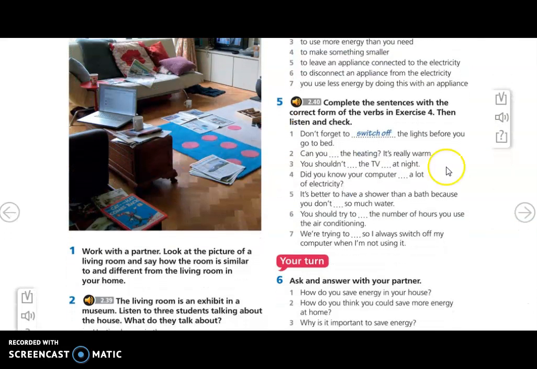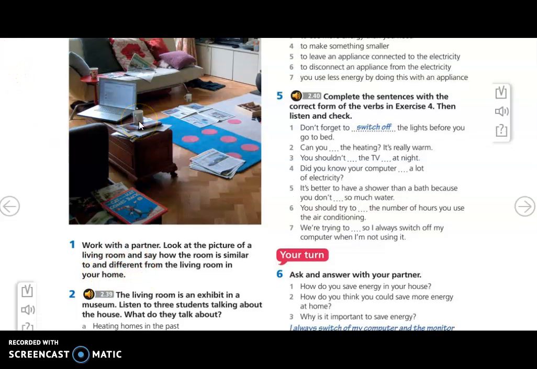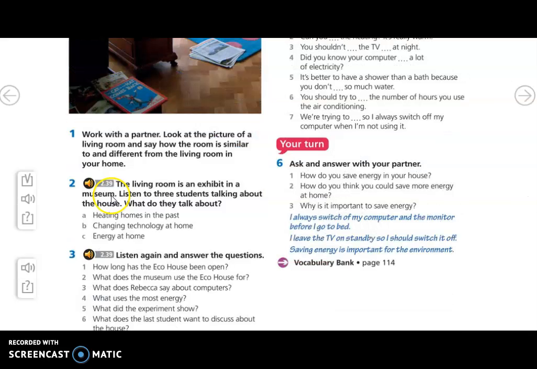Let's start with the first exercise. Work with a partner. Look at the picture of a living room and say how the room is similar to and different from the living room in your home. So you have to pause the video, think of an answer for this question, then resume the video when you're ready. Now we have to move to the next exercise.